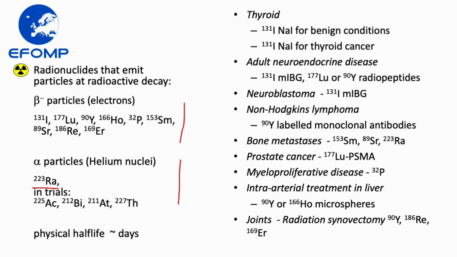There are a number of medical conditions that are being treated with MRT. The most common still being those emanating from the thyroid, so it's benign thyroid conditions and thyroid cancer. Quite common is also neuroendocrine disease, where it's most commonly the radionuclide lutetium. Quite recently, treatment of disseminated prostate cancer using lutetium PSMA was approved in the EU. And intra-arterial treatments in the liver using yttrium-90 or holmium-166 microspheres are also quite common today.